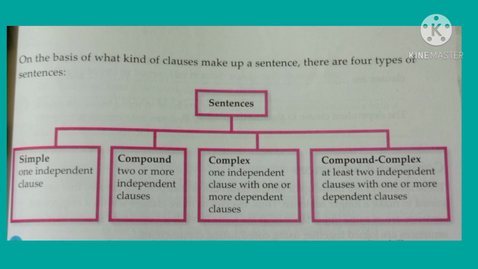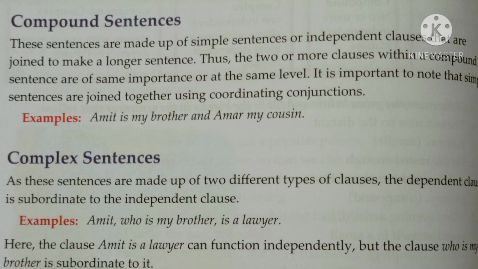But if you read about a complex sentence, you will find one independent clause with one or more dependent clauses. Okay, if you read about compound-complex sentences, there would be at least two independent clauses with one or more dependent clauses. So on the basis of structure, we read about four kinds of sentences: simple, compound, complex, and compound-complex. Okay, so let's know about them. And first we will learn about compound sentences.